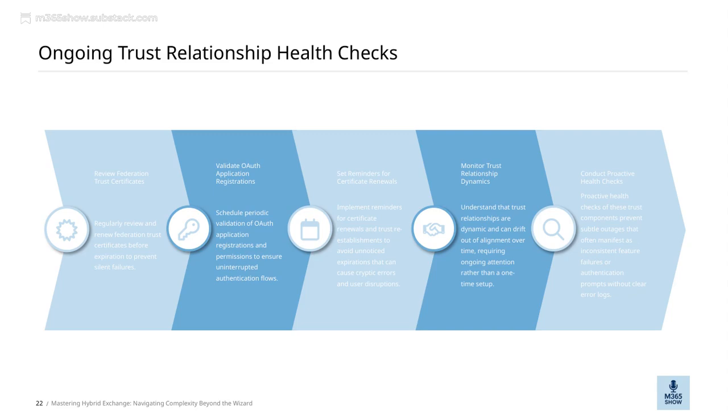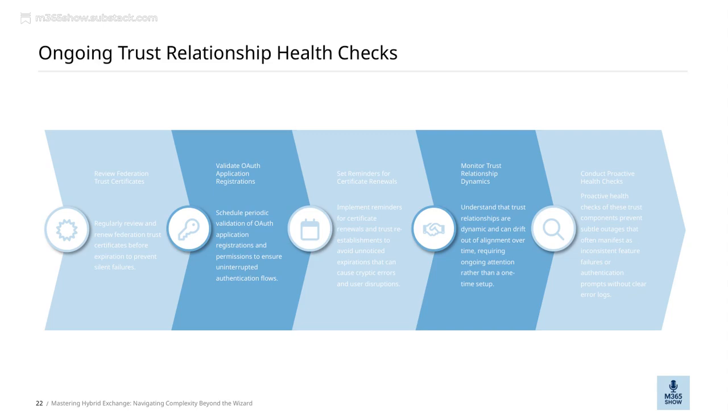Remember, trust relationships aren't static. They can drift out of alignment over time. So, ongoing attention is necessary to keep everything functioning smoothly, rather than just setting it up once and forgetting about it. Another key point is setting reminders for certificate renewals and trust reestablishments.